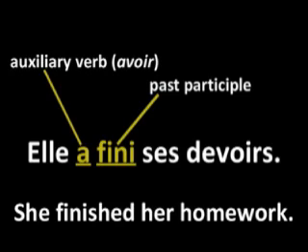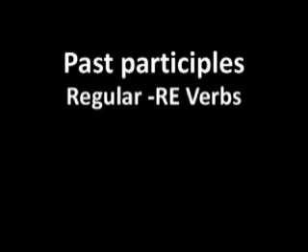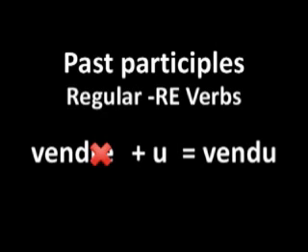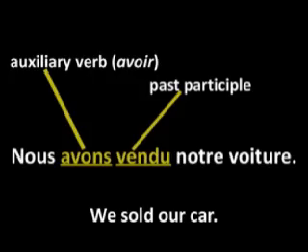She finished her homework. For regular RE verbs, you remove the final RE from the infinitive and replace it with the letter U. Vendre becomes vendu. Nous avons vendu notre voiture. We sold our car. Verbs that are irregular in the passé composé are a little tricky because their past participles do not follow the same rules as regular ER, IR, and RE verbs.